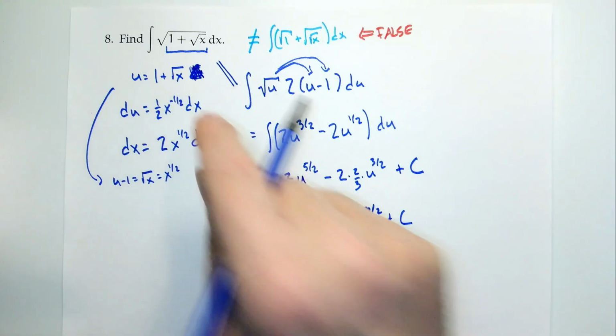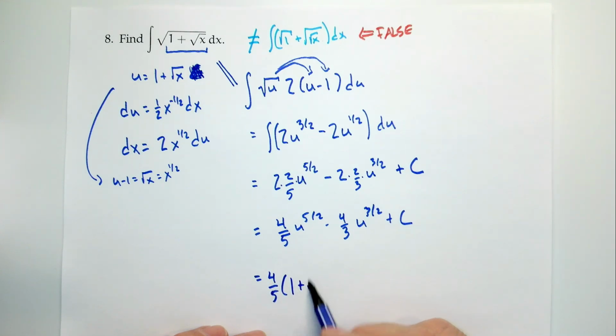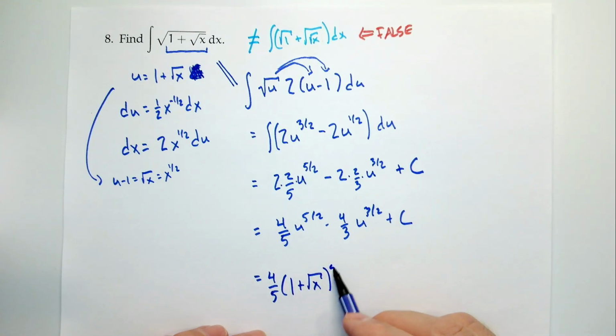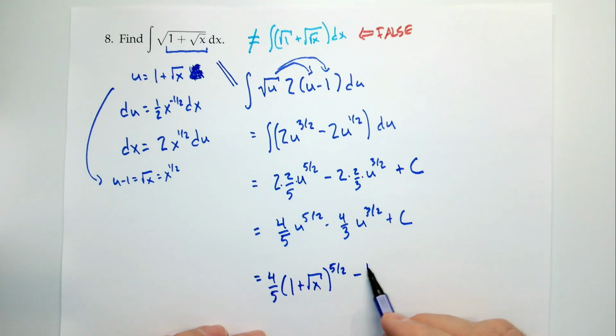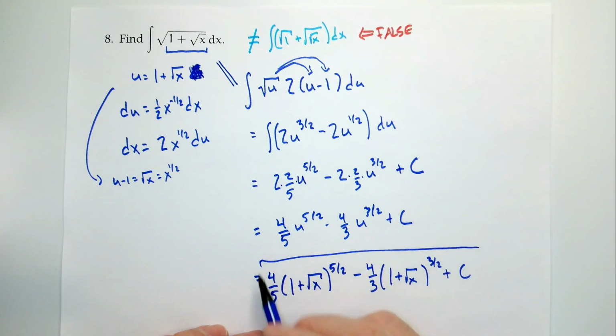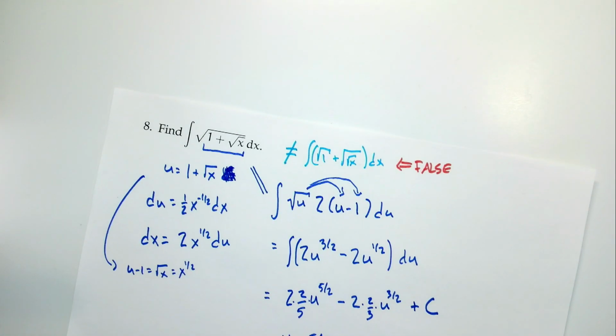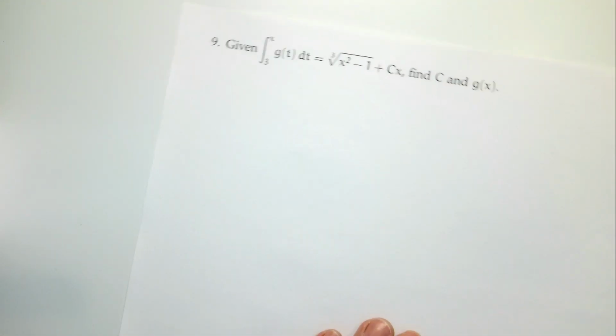But now that's when we do our substitution. So we end up with 4/5 times (1 plus square root of x) to the 5/2 minus 4/3 (1 plus square root of x) to the 3/2 plus c. And that's the answer. Nice. Good. Good. Okay. Number 9.